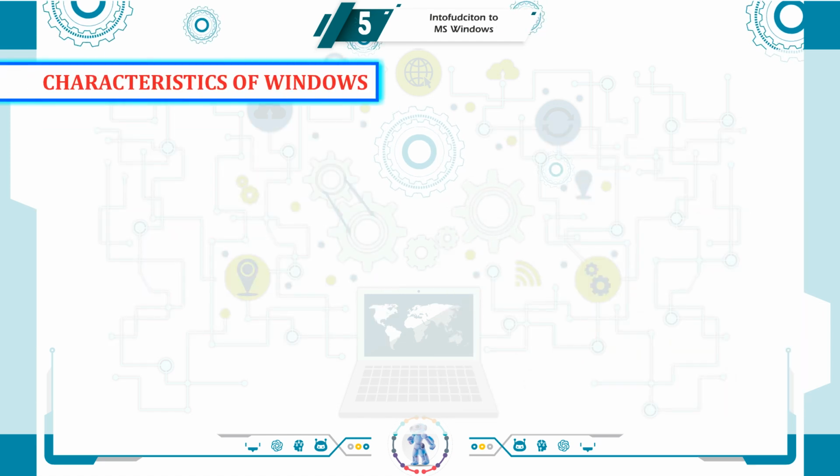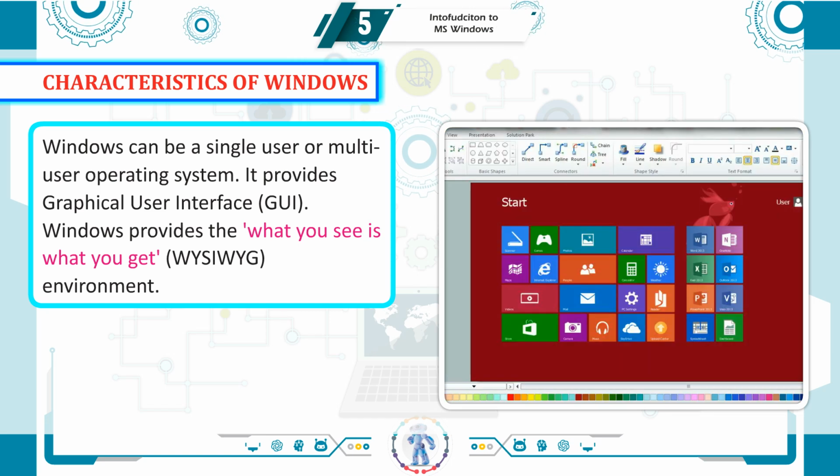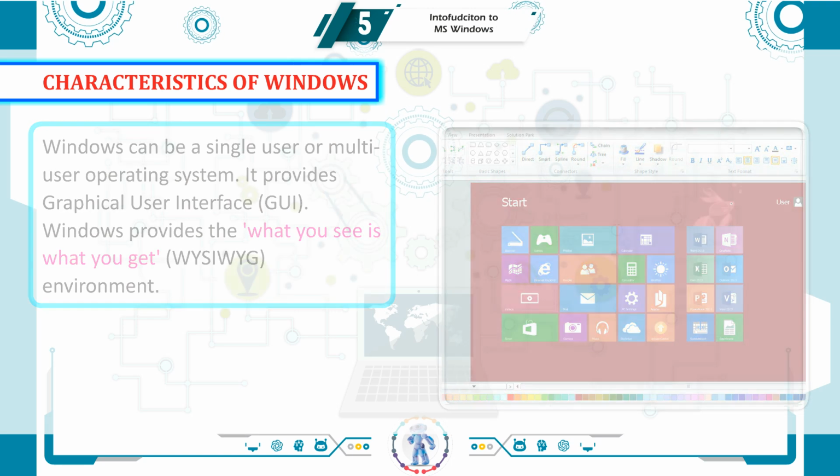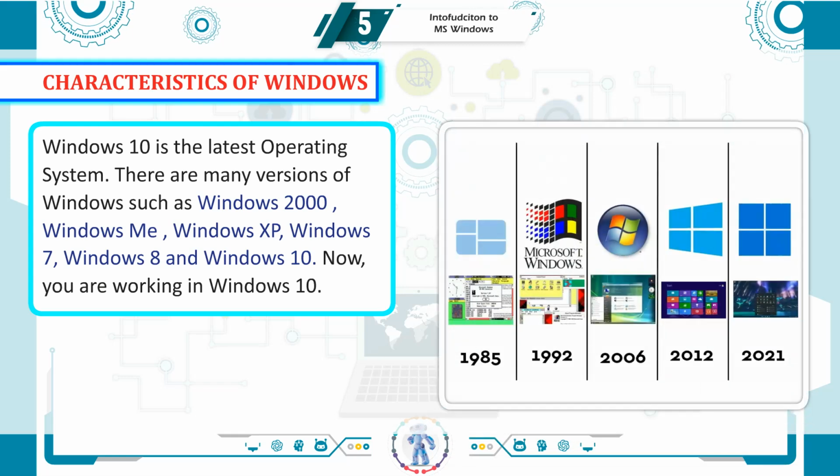Characteristics of Windows. Windows can be a single-user or multi-user operating system. It provides Graphical User Interface (GUI). Windows provides the "what you see is what you get" WYSIWYG environment. It means what you see on the monitor, it will appear in the same way when you print it on paper. Windows 10 is the latest operating system.